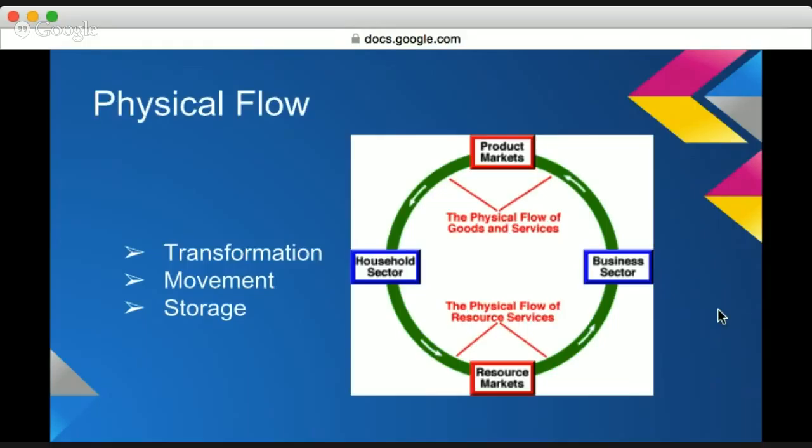The module contains two sectors. At the far left is the household sector, containing people wanting to consume products. At the far right is the business sector, doing the production. Two sets of markets are also included. At the top are the product markets that exchange final goods and services. At the bottom are the resource markets that exchange the service of scarce resources.